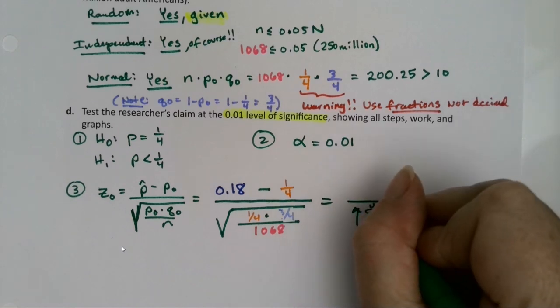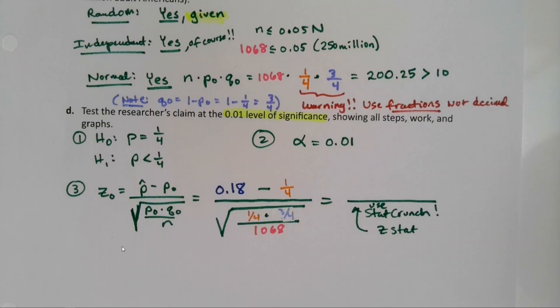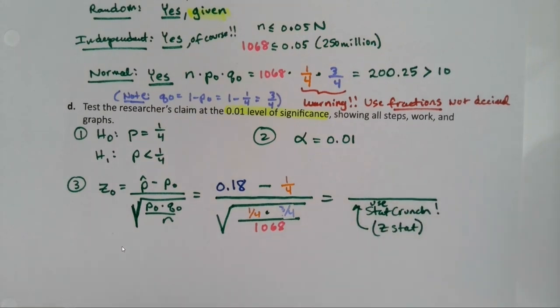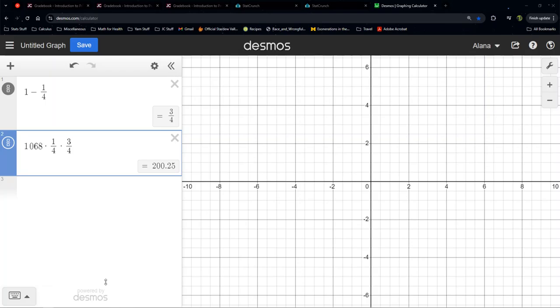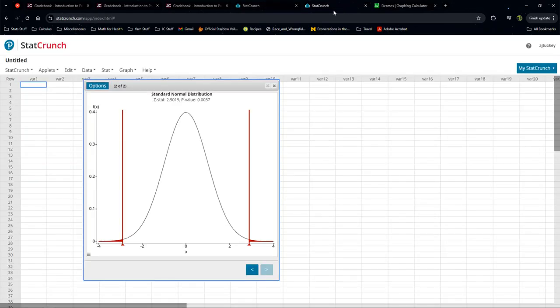I should say use StatCrunch. Right? And you're looking for that z-stat. All right, so let's go to StatCrunch because we are not doing this by hand. No, no, no, no, no. Okay, so in StatCrunch, we're in trouble.